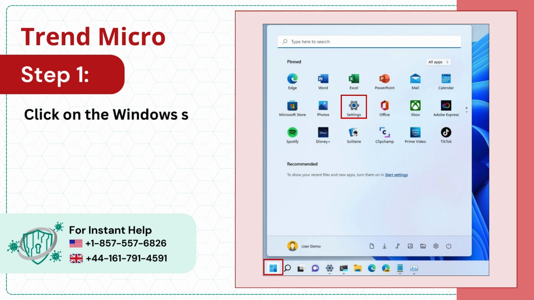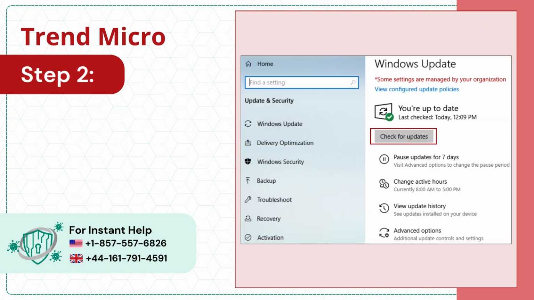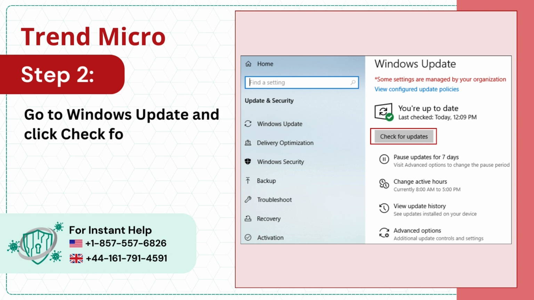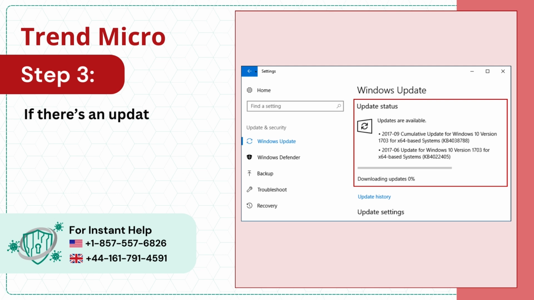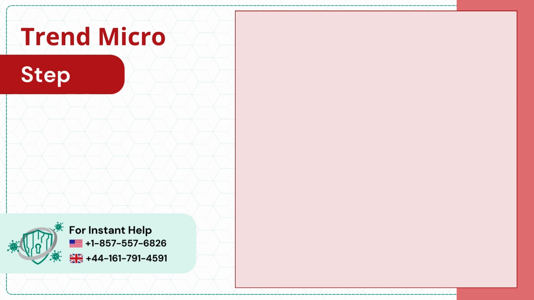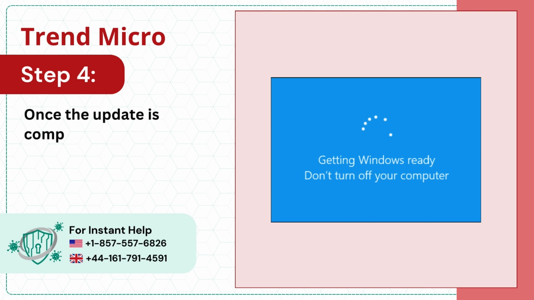Step 1. Click on the Windows Start button and go to Settings. Step 2. Go to Windows Update and click Check for Update. Step 3. If there's an update available, it'll start downloading the update. Step 4. Once the update is complete, restart the system.